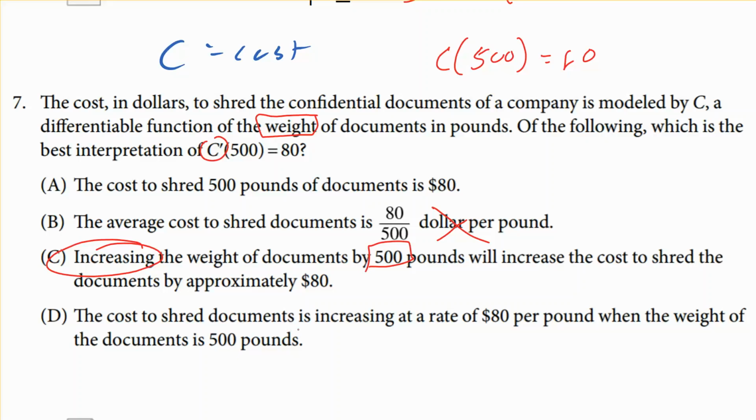The cost to shred the documents is increasing at a rate of $80 per pound when the weight of the documents is 500 pounds. So saying the cost is increasing, meaning its derivative, is 80. Its derivative, it has a rate of 80 at 500. I think that's the one.